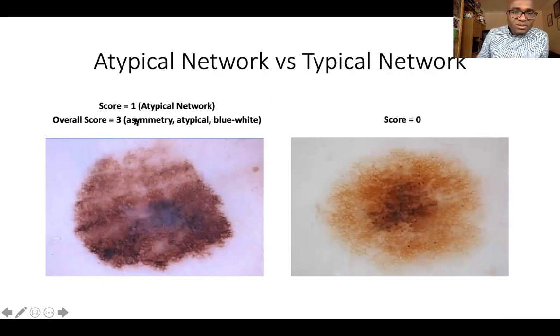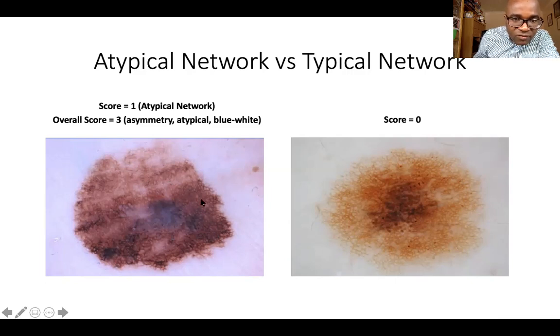So this one, just look at network alone. You see that this is an atypical network. So there is some distribution of dark colored networks here, around 7 o'clock here, 6 o'clock here, around 5 o'clock there is a darker color network. There is a lighter brown network here. So these are the blackish areas here.